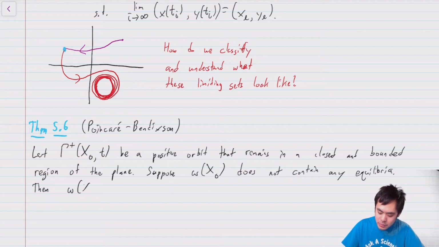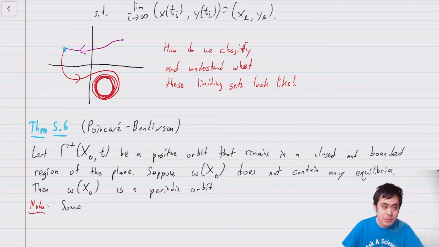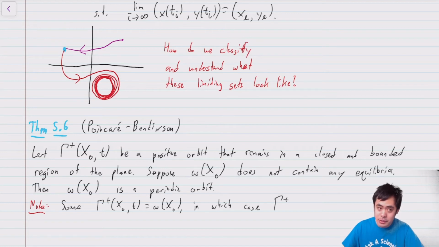Then the omega limit set of x naught is a periodic orbit. Just as an aside, sometimes the trajectory is periodic, so sometimes it's equal to omega of x naught, in which case, obviously, the trajectory itself is a periodic orbit. But even if it doesn't start out as a periodic orbit, it limits towards one.